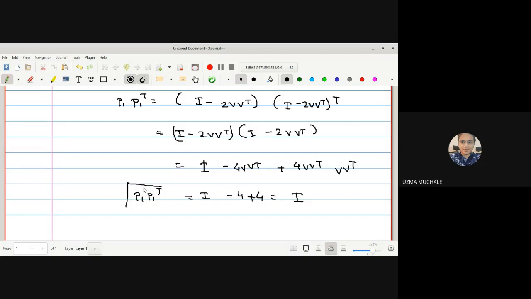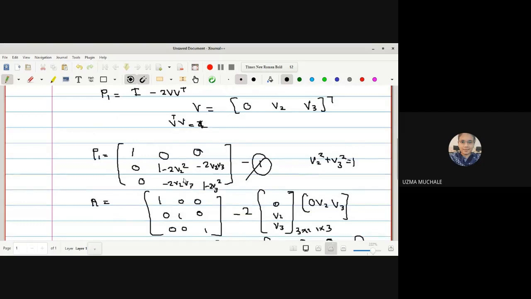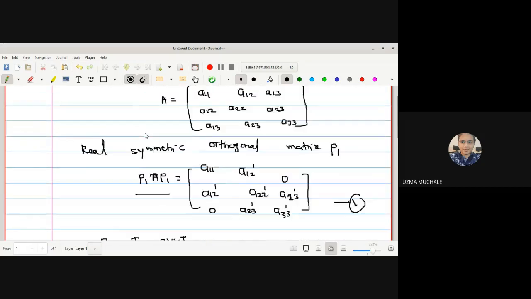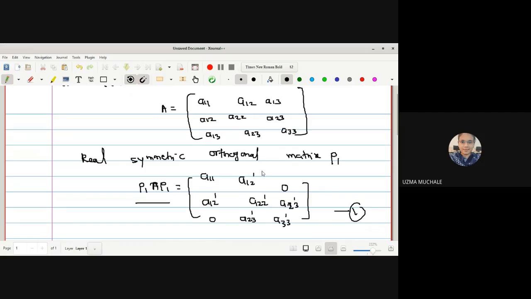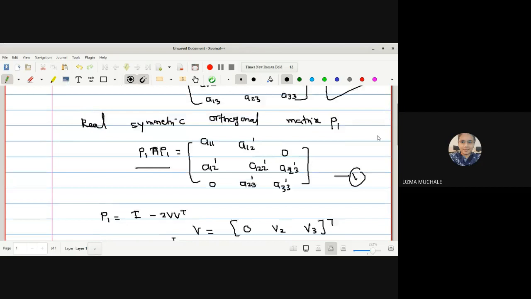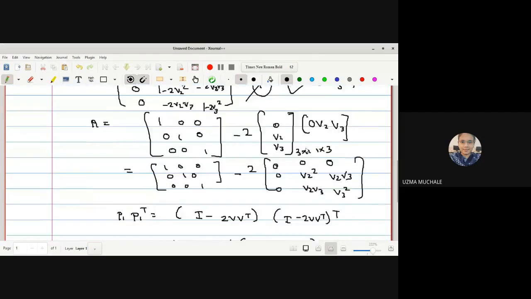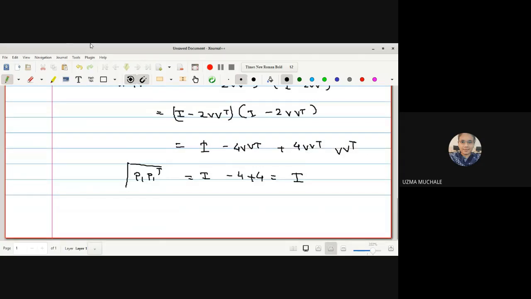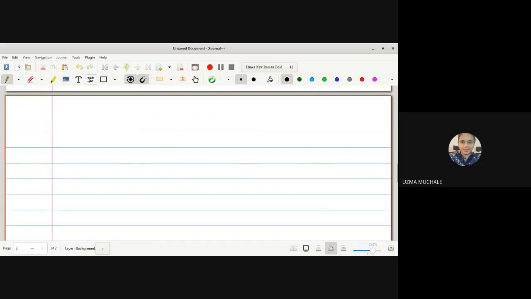Now, as we have found what is P1, what is our aim to find out? We have to find out P1 in such a way that P1 A P1 should be equal to this one. For that, we are provided with matrix A as well as the matrix P1. With the help of this, we will find out P1 A P1, and we will equate this to our equation 1.